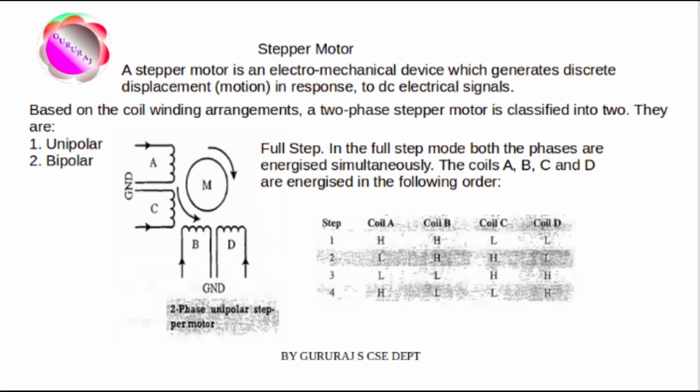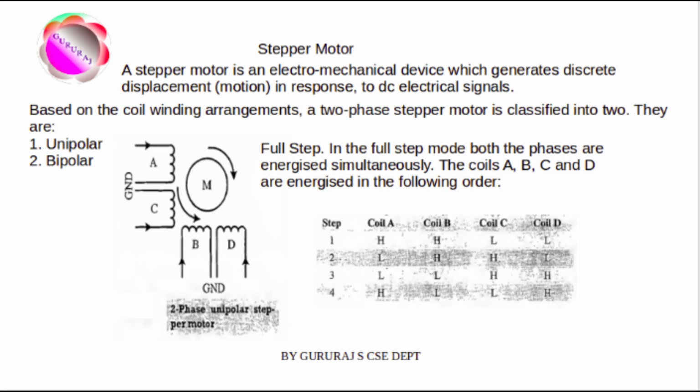Based on coil winding arrangement, a two-phase stepper motor is classified into unipolar and bipolar. A unipolar stepper motor contains two windings per phase. The direction of rotation of the stepper motor is controlled by changing the direction of current flow. Current in one direction flows through one coil and in the opposite direction flows through the other coil. It is easy to shift the direction of rotation by just switching the terminal to which the coils are connected.